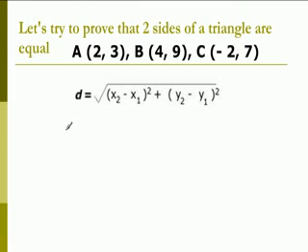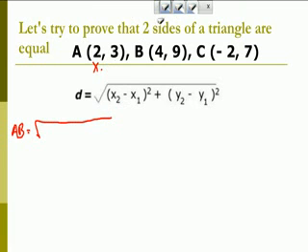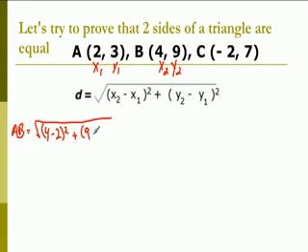To do that, we're going to use our distance formula. So we're going to do line AB first. Remember, this is X1 and Y1, X2 and Y2. So X2 is 4 minus X1 is 2 squared plus Y2 is 9 minus Y1 is 3 squared.